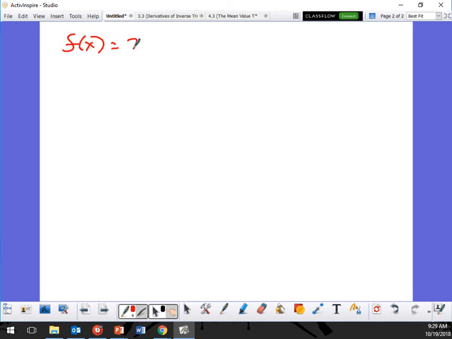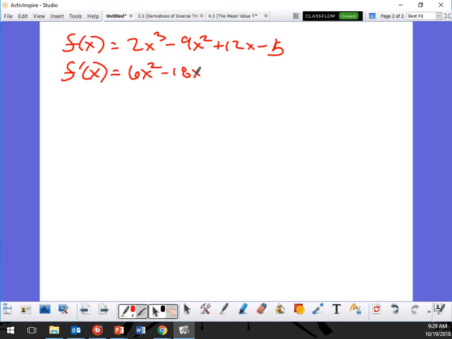2x cubed minus 9x squared plus 12x minus 5. Okay, so we know that f prime of x was 6x squared minus 18x plus 12.